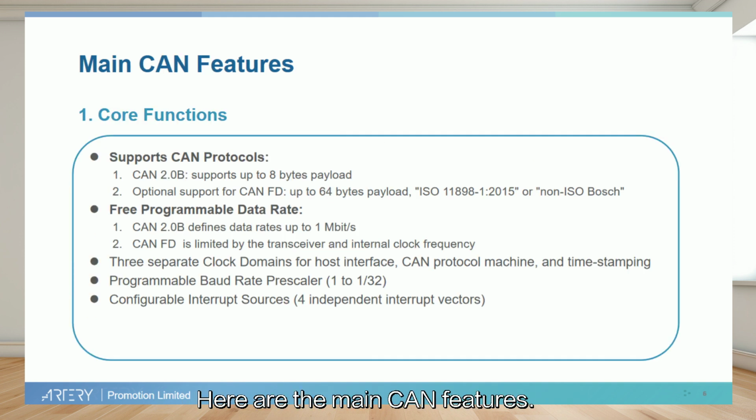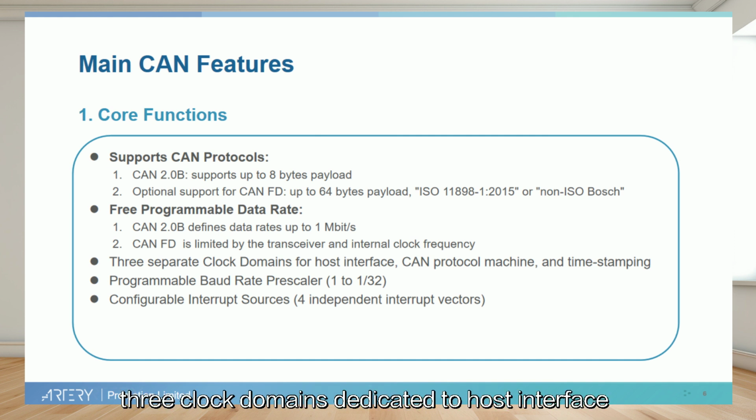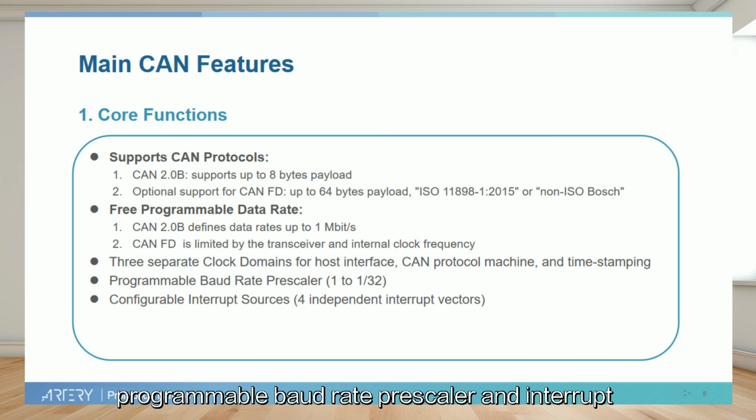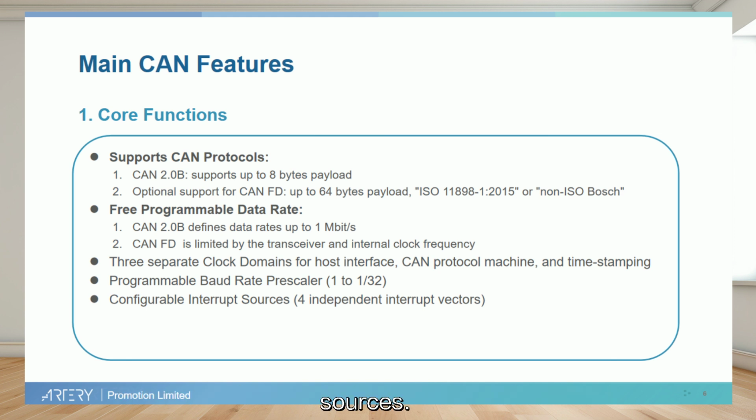Here are the main CAN features. First, basic functions. Up to 8 bytes payload for CAN 2.0B, up to 64 bytes for CAN FD, programmable frame rate, 3 clock domains dedicated to host interface, CAN protocol machine and timestamp, programmable baud rate prescaler, and interrupt sources.